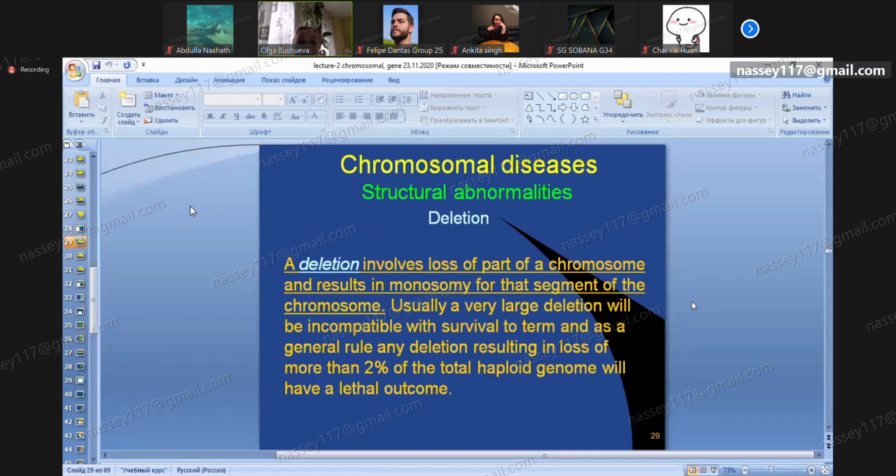Deletion. A deletion involves loss of part of a chromosome and results in monosomy for the segment of the chromosome. Usually, a very large deletion will be incompatible with survival to term, and as a general rule, any deletion resulting in loss of more than 2% of the total haploid genome will have a lethal outcome.